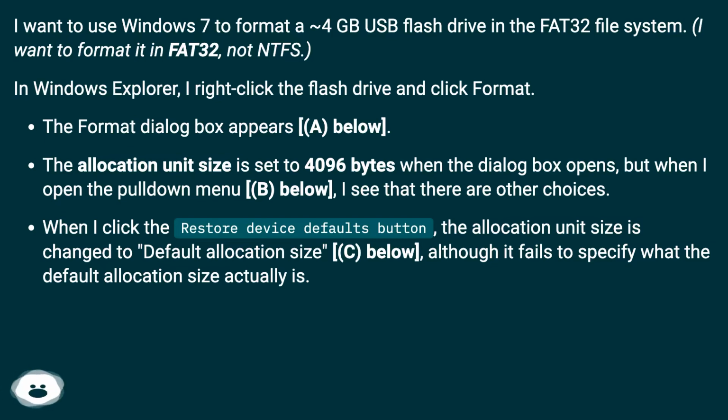The allocation unit size is set to 4096 bytes when the dialog box opens, but when I open the pull-down menu, below, I see that there are other choices. When I click the Restore Device Defaults button, the allocation unit size is changed to default allocation size, see below, although it fails to specify what the default allocation size actually is.